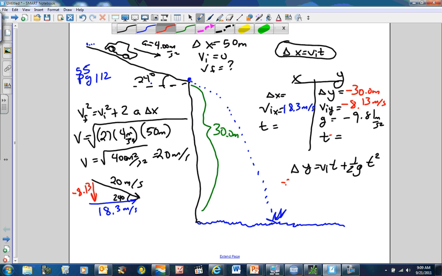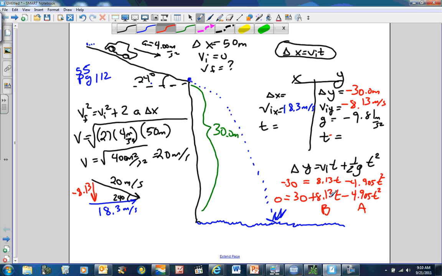So it'd be negative 30 equals 8.13t minus 4.905t squared, right? 4.905 comes from 1/2 times negative 9.81. I'll put my 8.13 there. So to solve this as a quadratic equation, it's going to be 0 equals the positive 30 plus 8.13t minus 4.905t squared. All right, you have a calculator program called the Quadrat. You might have the one from the math department called the Quad. If you get into that, for your A, you're going to put negative 4.905. That's always A for us for this chapter for sure.